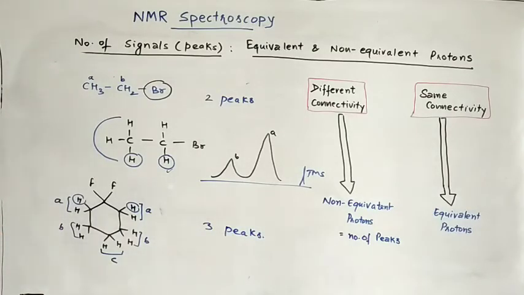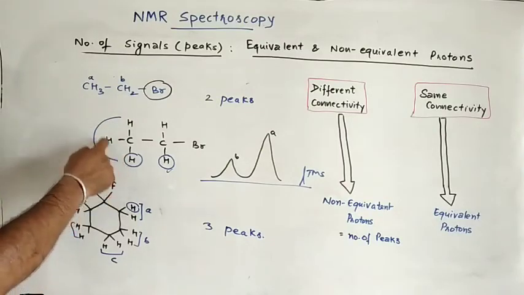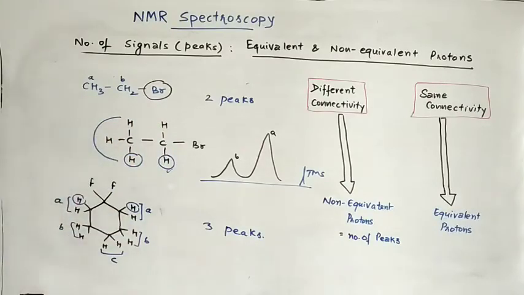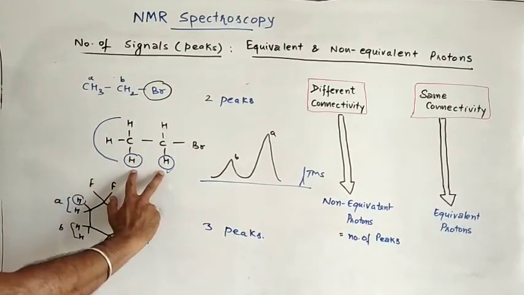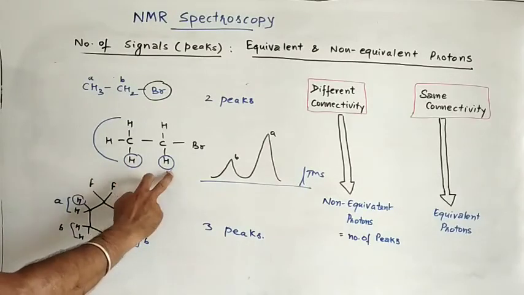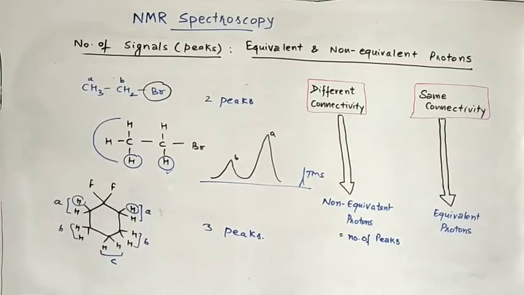So in this way we will follow this: different connectivity has non-equivalent protons and same connectivity has equivalent protons. Same connectivity means same connectivity of this and this. It means all these protons have the same connectivity, so these 3 protons are equivalent and equivalent protons give a single peak. But if you compare these 2 protons, the connectivity of this proton and this proton is different. It means they are non-equivalent, they give different peaks. So in the next lecture we will discuss a number of more examples to find out the number of peaks in each and every compound.